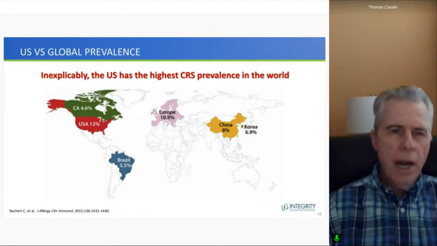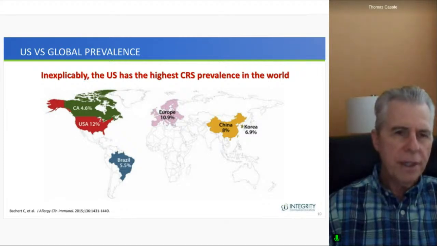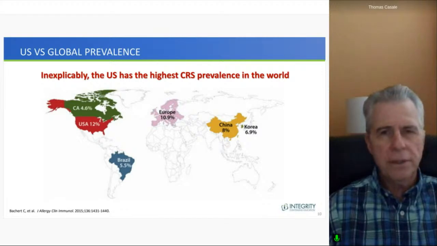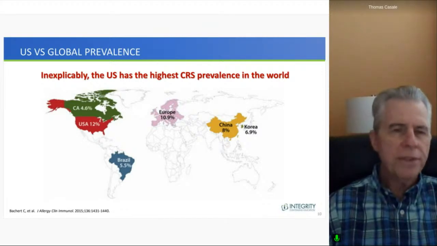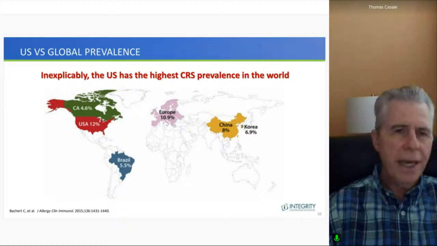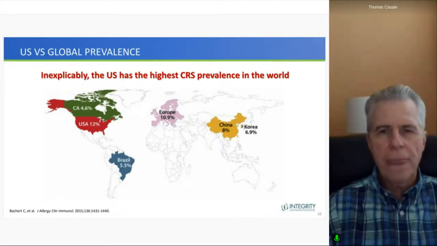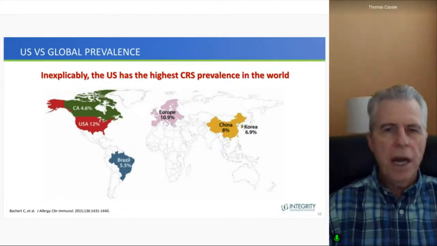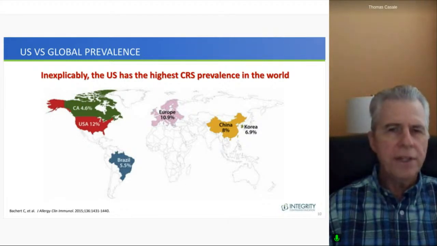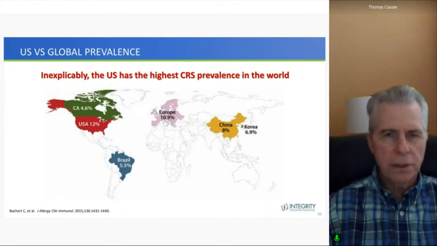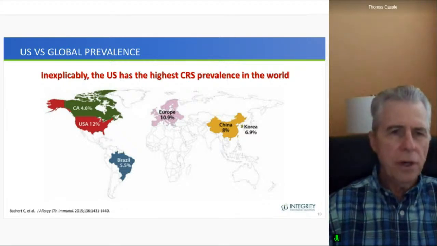We don't know why, but the United States appears to have the highest prevalence in the world of chronic rhinosinusitis with nasal polyps. As we talked about, almost 12% of the US population, whereas Canada, just up to the north, it's only 4.6%. China has a pretty high incidence, but they tend to have a different phenotypic presentation that we'll discuss a little bit later. And you can see Europe is very similar to the US.